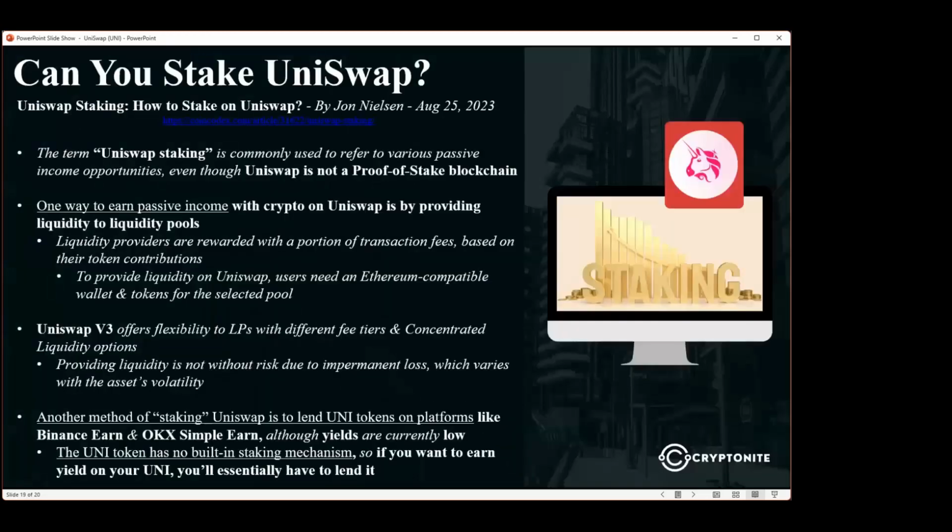Thank you, Boris. What about staking? Can you stake Uniswap, and where's the best place to get the return on our investment?